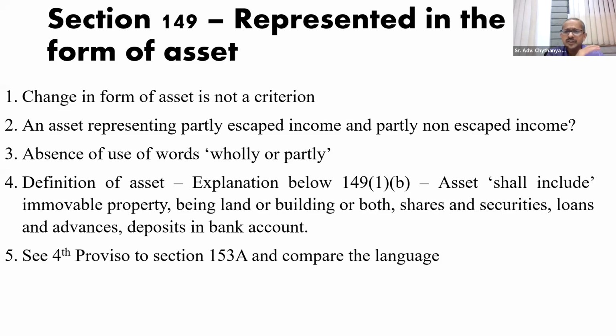Now, asset is defined. Actually, asset need not have been defined, but they have gone ahead to define asset. Asset shall include immovable property. Is immovable property otherwise not an asset? Shares and securities, are they not otherwise assets? Loans and advances and bank deposits, are they not assets? They are assets. But why have they said so? They have not said asset includes, and they have also not said asset shall also include. They have said asset shall include, meaning asset is capable of having a very large and wide meaning, but for the purpose of this, it will include only immovable property, land, building, share, security, loans and advances, and bank deposits. It would not include your crypto. It would not include jewelry. That is one argument. As I said earlier, you'll just have to try your luck on this argument.